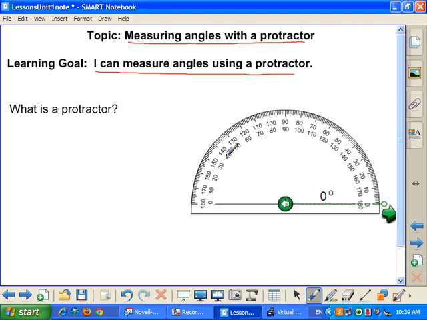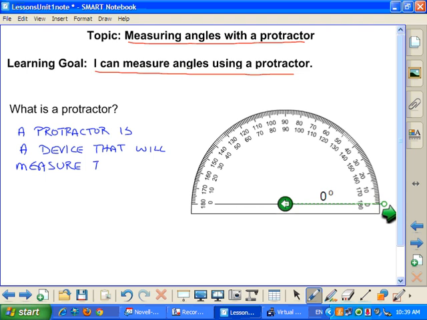So when I put definition here, what is a protractor? A protractor is a device that will measure the angle between two lines. So a protractor is going to measure the angle between two lines.